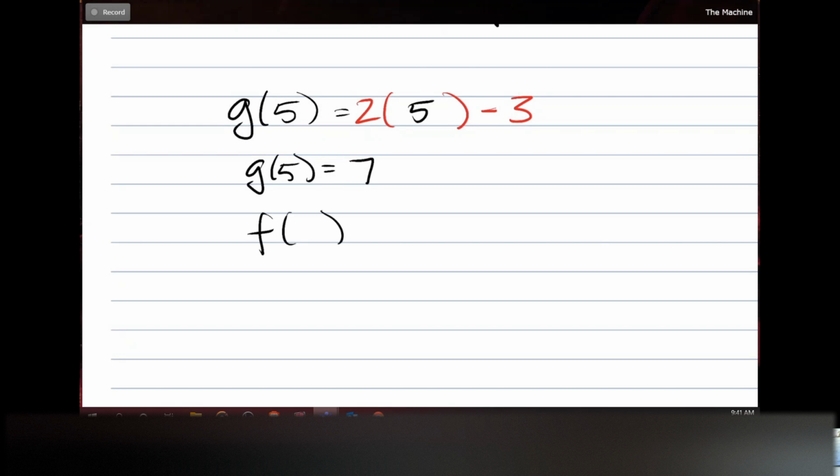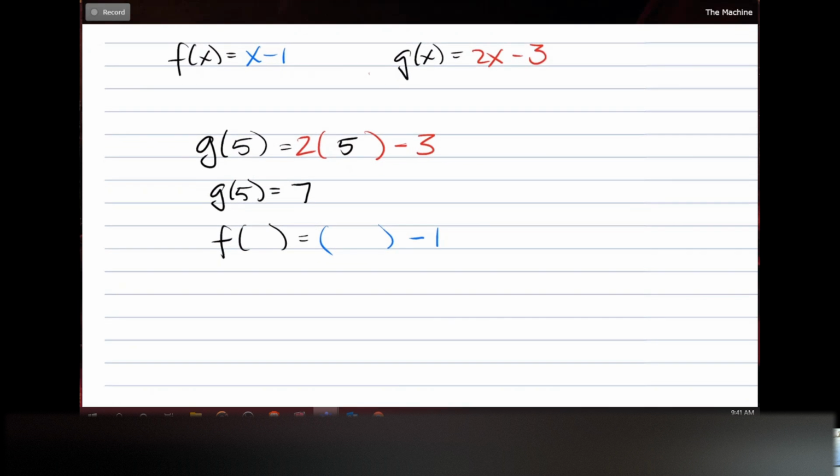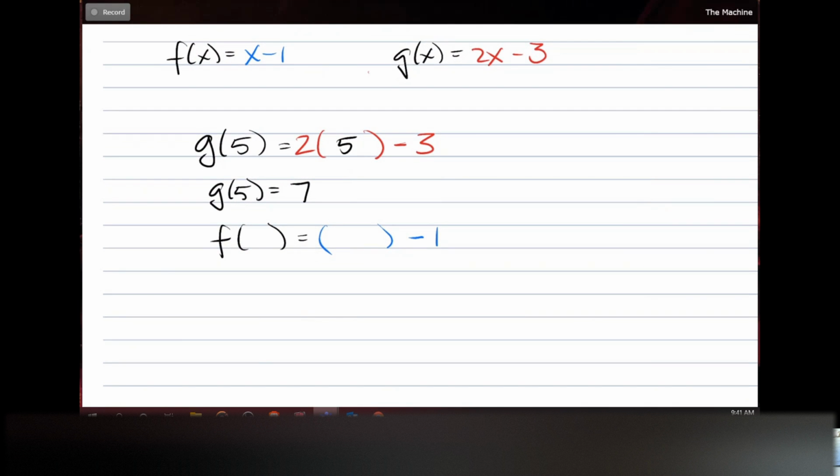F of something is going to be the something minus 1, right? What am I going to put in for F? 8. No. 5. No. 3. No. 0. No. 1. No. 2. No. X. 4. Come on, wake up. You're just guessing blindly. G of 5. Oh. 7. Oh, yeah. We'll get there eventually.